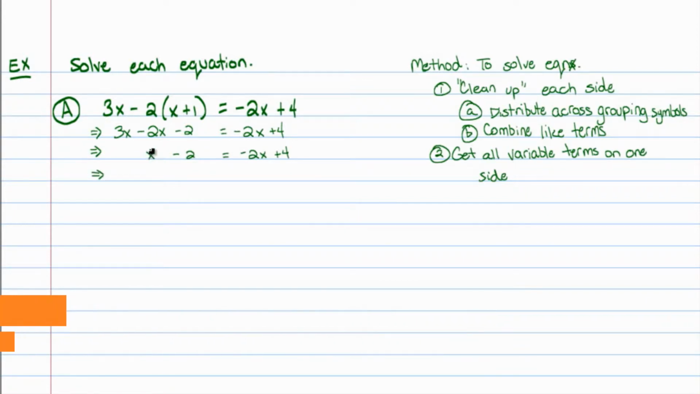Would it be better to get this single little x over to the other side by subtracting x from both sides? Or would it be better to add 2x to both sides? I like to keep things positive, so what I'm going to do is go ahead and add 2x to both sides. So on the left hand side we now have 3x minus 2. On the right hand side we just have a nice little 4.